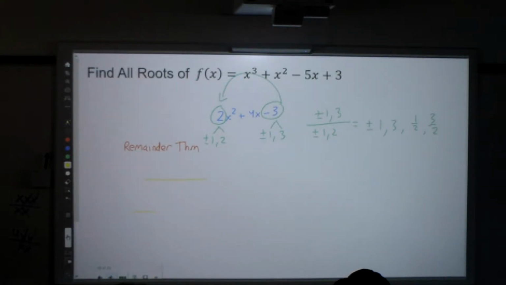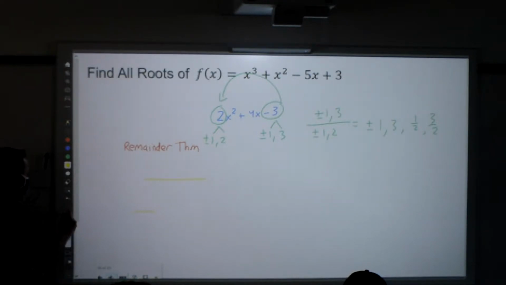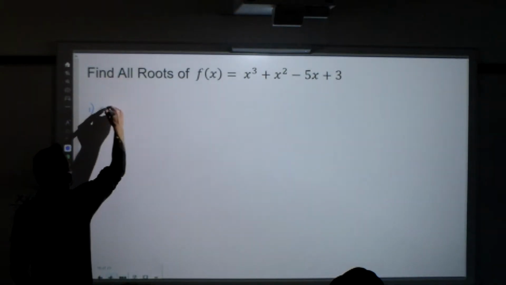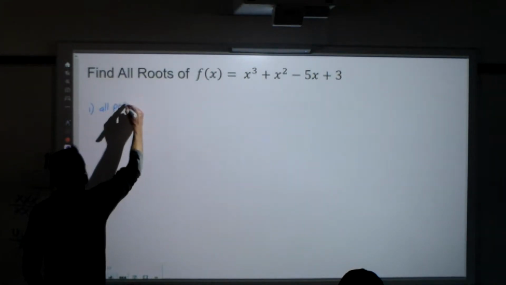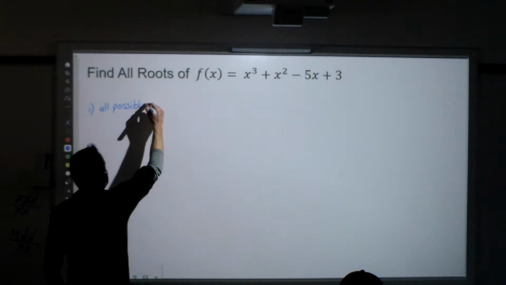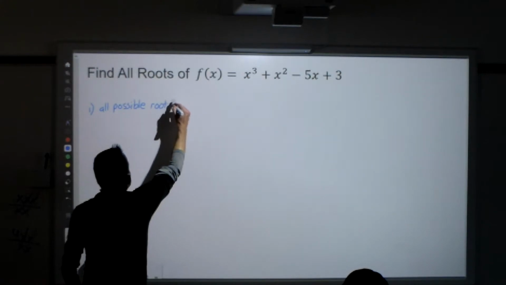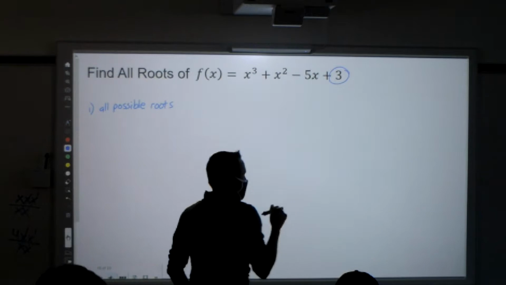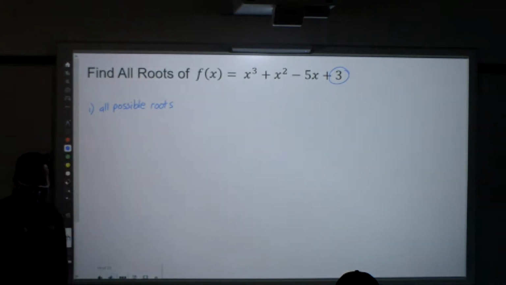Here's that one that I said, let's find all the roots, and we couldn't factor it. So let's start off doing step 1, which is the rational roots there. We're going to find all possible roots. The way we're going to do that is by taking factors of our constant term, and dividing it by factors of our leading coefficient.